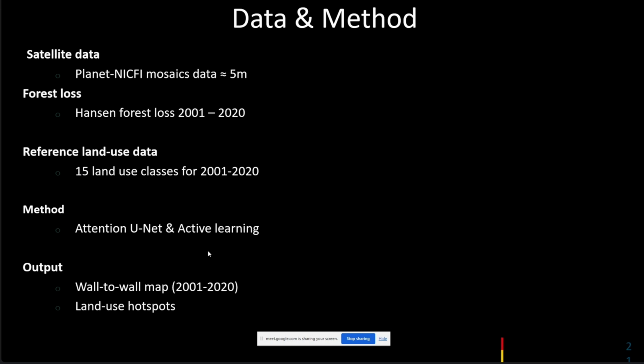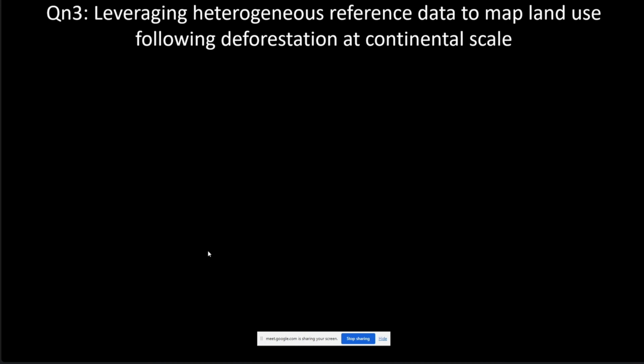And we also used Janssen forest loss as the reference for deforestation, which has happened in Africa. And we also identified 15 land use classes. To do this work, of course, we used the attention unet model, but also an active learning process to do the mapping. And the output was a wall-to-wall map of the land use for deforestation for the African continent, but also the hotspots of land uses.